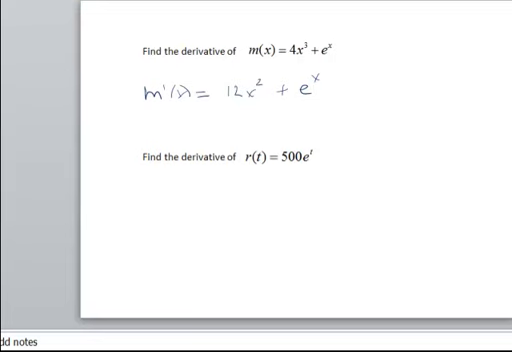Okay. So for our next one, I have 500 times e to the t. Remember that we have the constant rule.